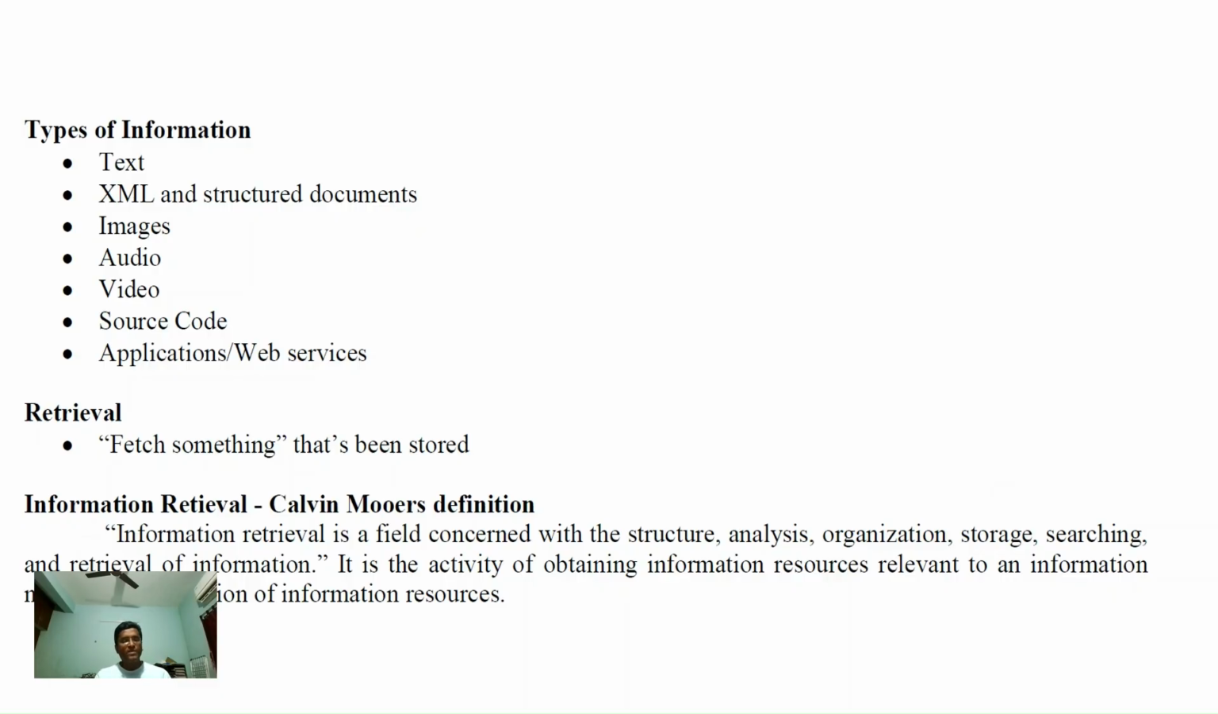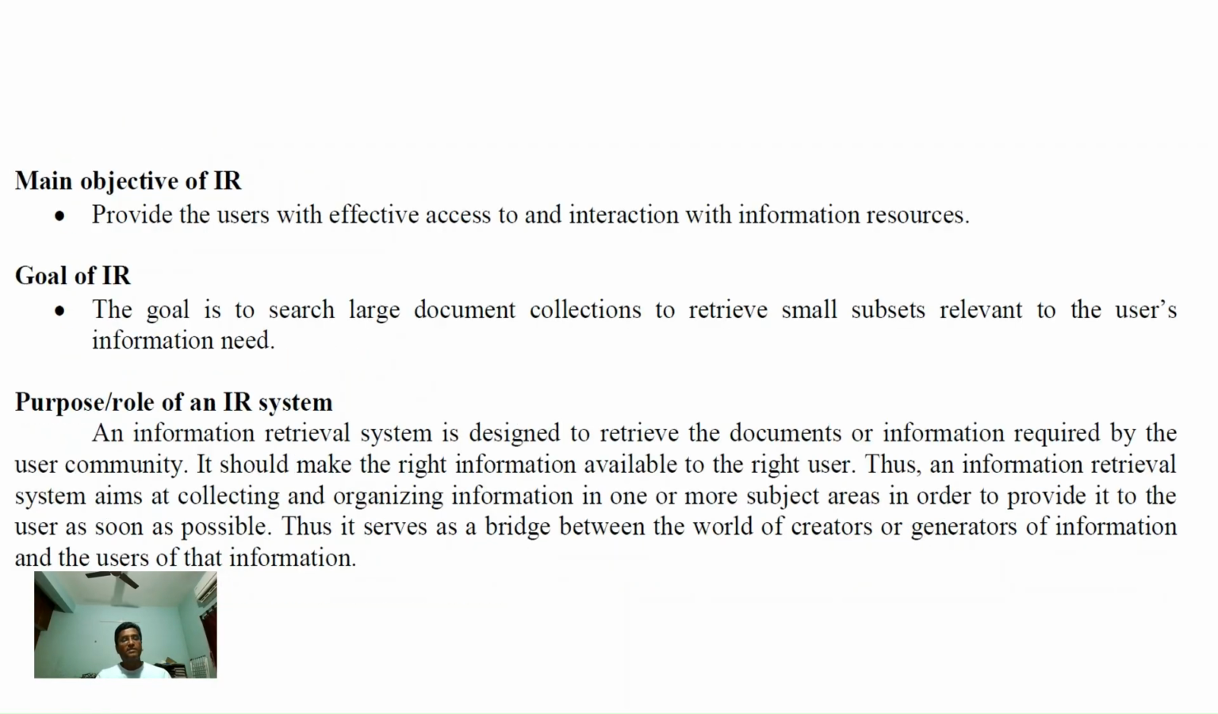With Calvin Moore's definition, information retrieval is a field concerned with the structure, analysis, organization, storage, searching, and finally the retrieval of information. This is how information processing happens. The main objective of information retrieval is to provide users with effective access to and interaction with information resources.